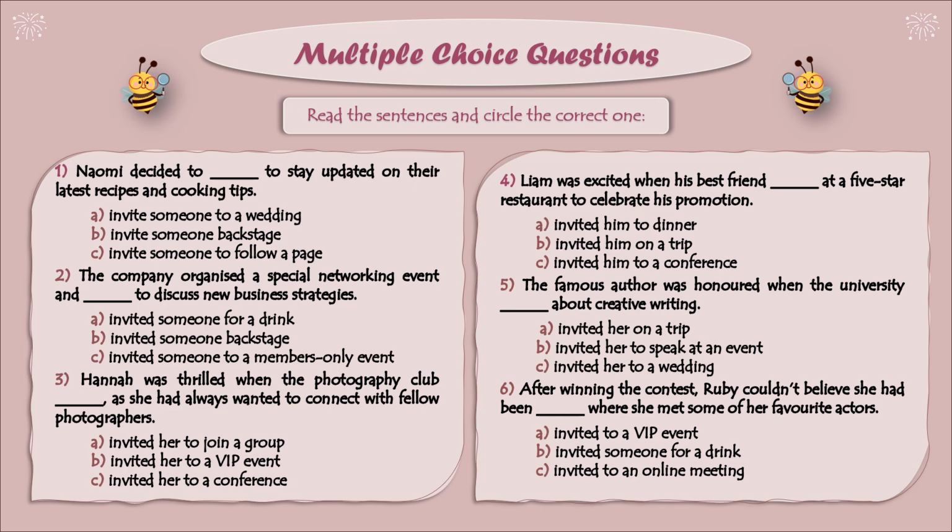6. After winning the contest, Ruby couldn't believe she had been blank, where she met some of her favorite actors. A. Invited to a VIP event. B. Invited someone for a drink. C. Invited to an online meeting.